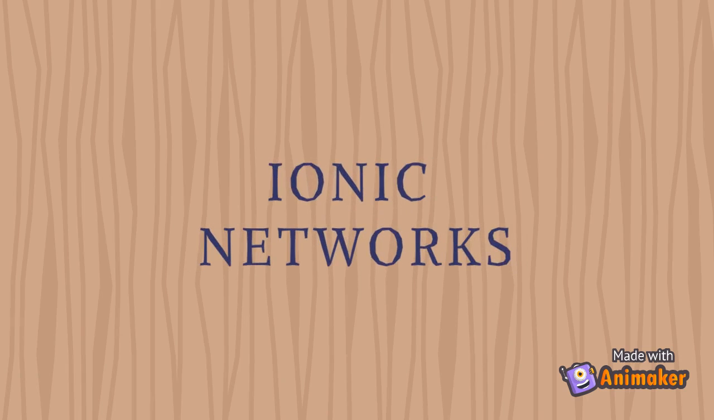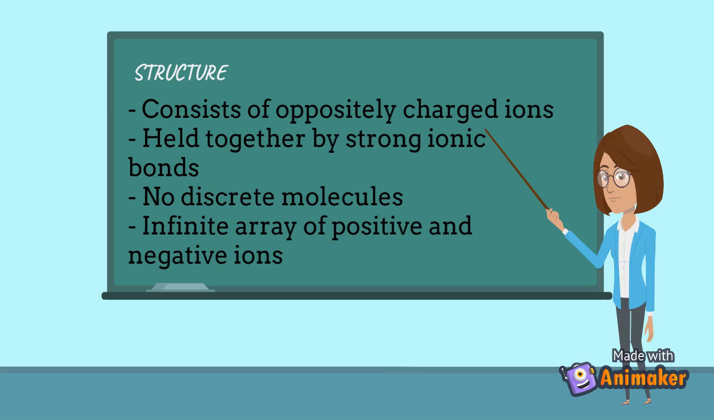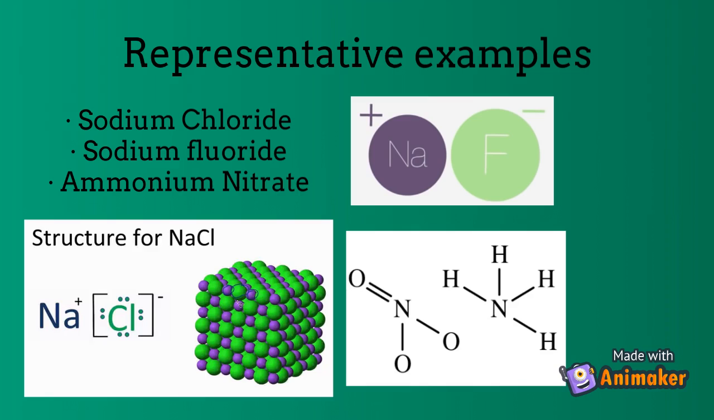Last but not least is ionic networks. An ionic network consists of oppositely charged ions held together by electrostatic forces arranged in a three-dimensional array. The ions are held together by strong ionic bonds. There are no discrete molecules in an ionic network. There is only an infinite array of positive and negative ions. For that reason, the formula for an ionic network specifies the ratio in which the ions are present. Examples include sodium chloride, sodium fluoride, and ammonium nitrate.